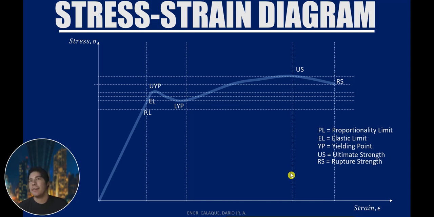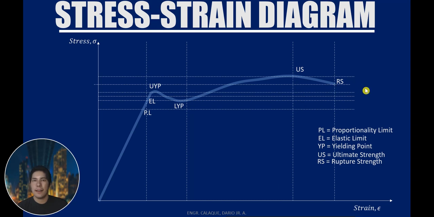Like after ma-exceed niya yung US, so automatic RS follow. Okay? So like in a limited time. No? Once mag-deform na kasi yan, so meaning lumiliit yung area na magre-resist ng stress. So kalaunan, mag-fail yung material. So we call it rupture stress.